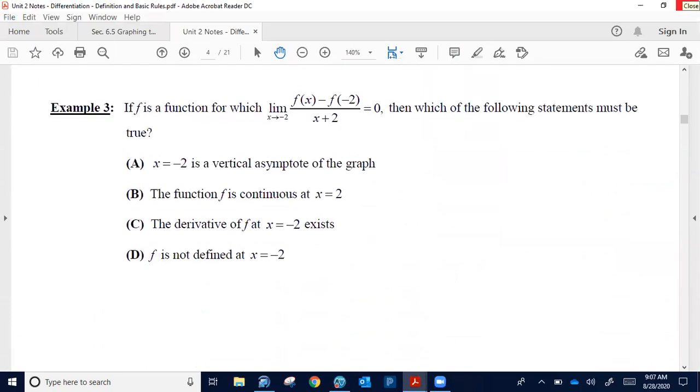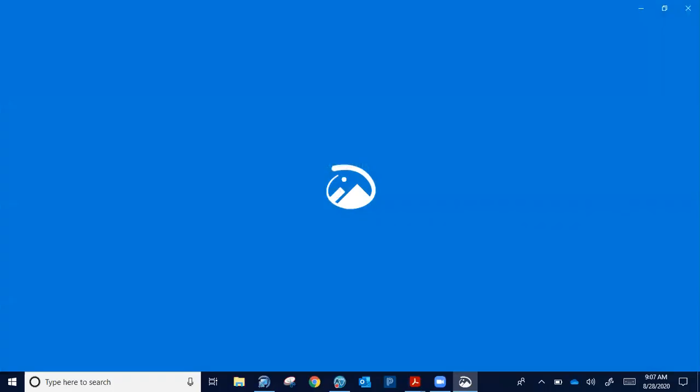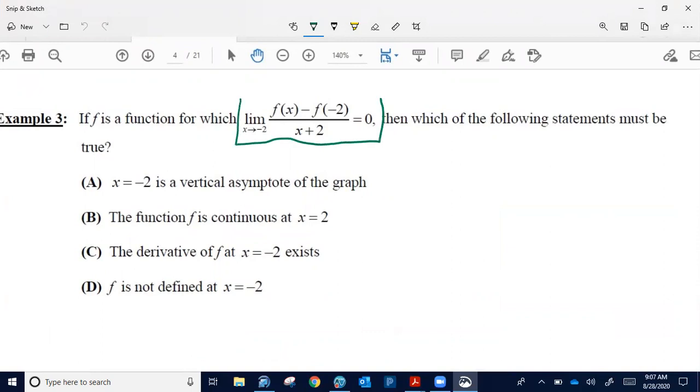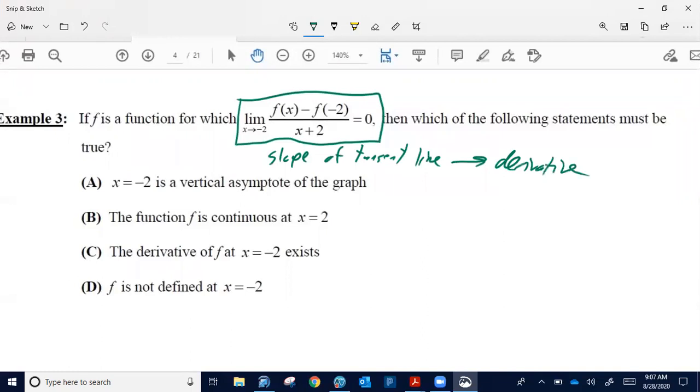And finally, kind of a multiple choice thought problem. If f is a function for which the limit as x approaches negative 2 of f of x minus f of negative 2 over x plus 2 equals 0, which of the following must be true? When I see this type of problem, I need to recognize this is the slope of the tangent line, which means this is a derivative. And they're telling us the slope of the tangent line equals 0 in this case.